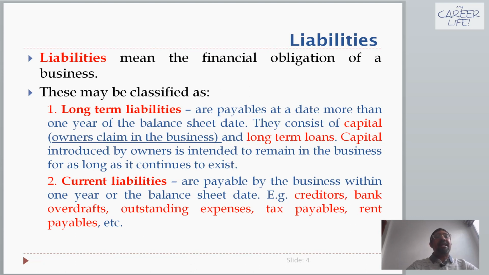Then we have current liabilities. Current liabilities are payable by the business within a period of 1 year. So that means if we have any goods supplied to us on credit basis, we call these suppliers creditors. We need to pay the creditors within a period of 1 year. We also have other examples of current liabilities. We have bank overdrafts, any outstanding expenses, these fall as current liabilities.